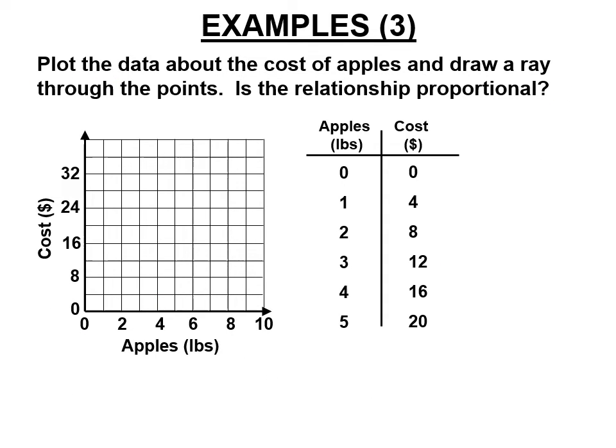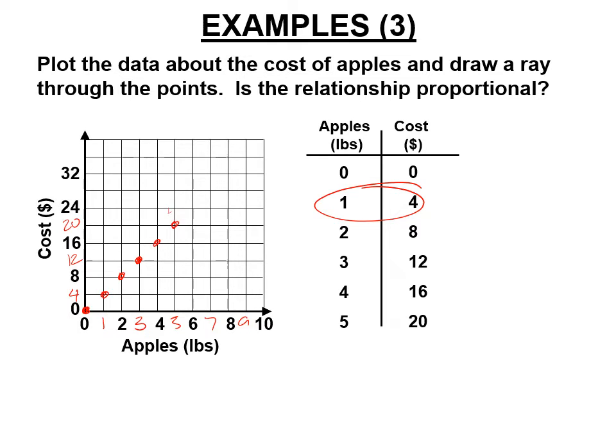Plot the data about the cost of apples and draw a ray through the points. Is the relationship proportional? So we're going to start at 0, 0. Then we're going to go to 1. Now, remember what I told you. First thing you want to do is figure out what that number is. Halfway to 8 is 4. All right, so 4, 8, what would be next? 12, 16, 20. You can fill those in. These are going to go up by ones. So we have 1, 4, 2, 8, 3, 12, 4, 16, 5, 20.